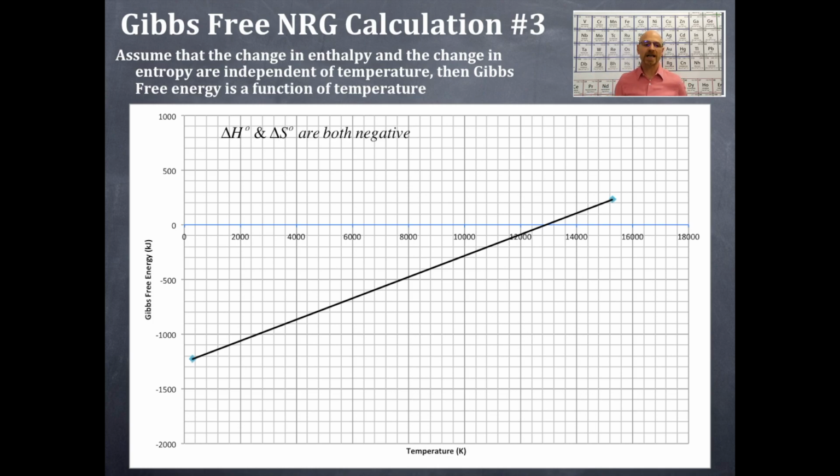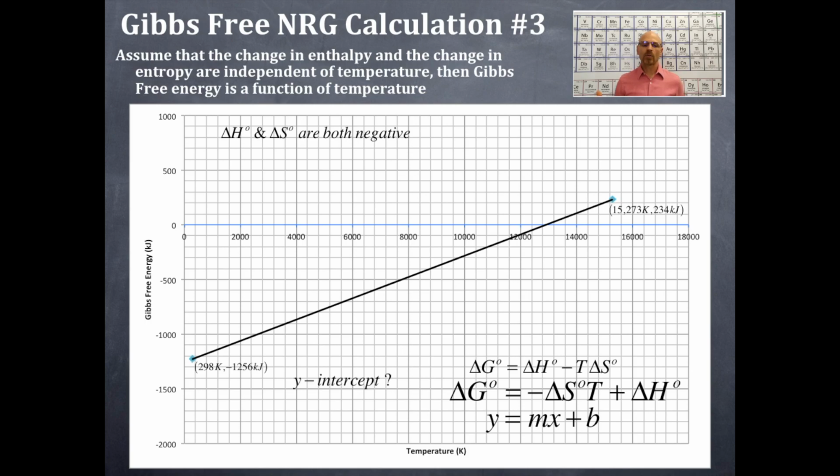Delta H and delta S are both negative. Here is my point here, and here is my point here, my ordered pair of the Gibbs free energy and temperature respectively. Delta G equals delta H minus T delta S, that's my equation. We have reworked this to come up with the y equals mx plus b format, and from this, we're going to find out what the y-intercept is. So we need to extrapolate this line, not very much, until it hits the y-axis.